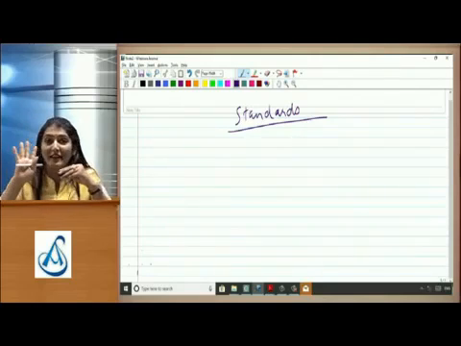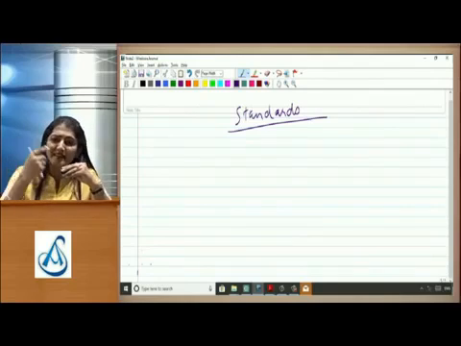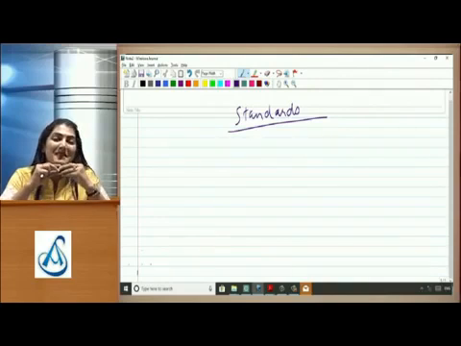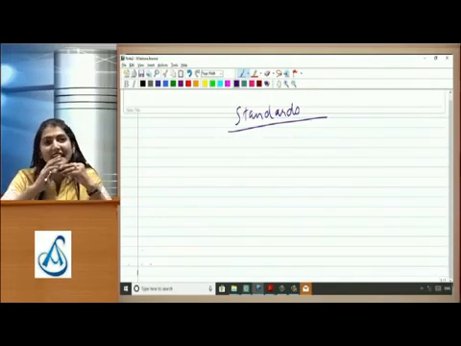Every attempt, see, there are 46 standards. So every attempt you study 1 standard. Okay, it doesn't happen that way. So we have to cover the entire syllabus.